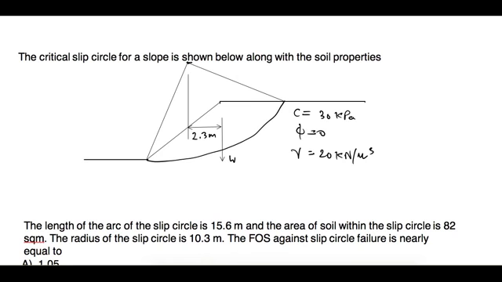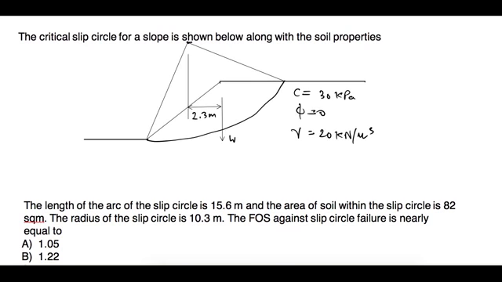So the next question is: the critical slip circle for a slope is given below along with the soil properties. So what are the soil properties? Cohesion is given, angle of internal friction is 0, it means it is a cohesive soil and frictionless. Unit weight is given. So for the cohesive soil, when we did the analysis, we simply find out the moments. So moment of this area will give us the disturbing moment, because this weight is the force that is trying to destabilize the slope, whereas the cohesive force will try to stabilize this.